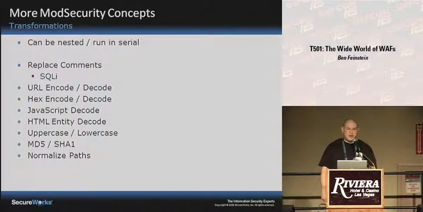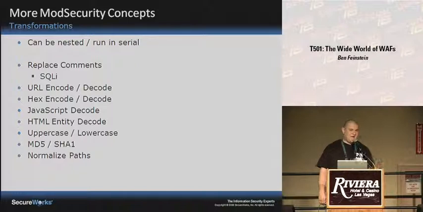The JavaScript decode is a very cool transformation. It actually is an implementation of the JavaScript decode function, but it's in ModSecurity. So if you can identify a payload that's JavaScript encoded, ModSecurity can transform it for you and then present the decoded content to the rest of the matching engine. You can do uppercase and lowercase transformations, so you don't have to worry about case in your rules. It can translate the whole request into uppercase or lowercase. That also affects how it's logged.